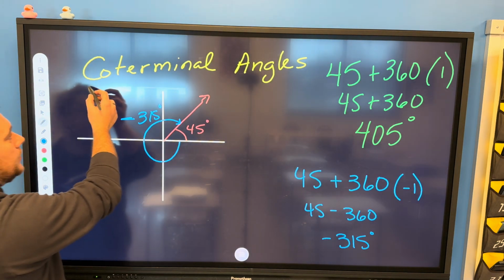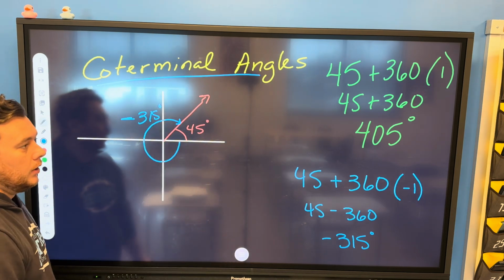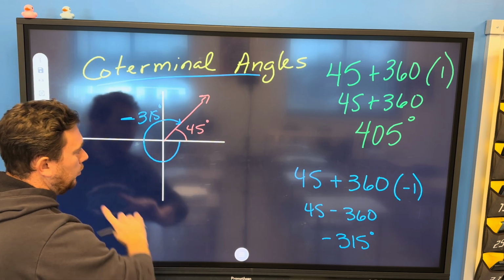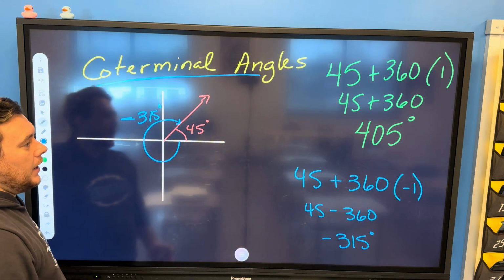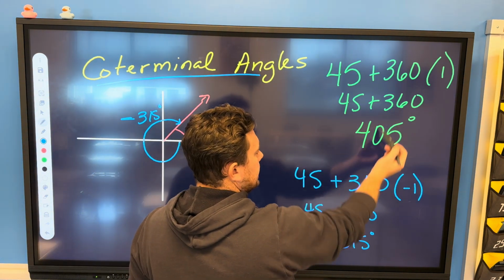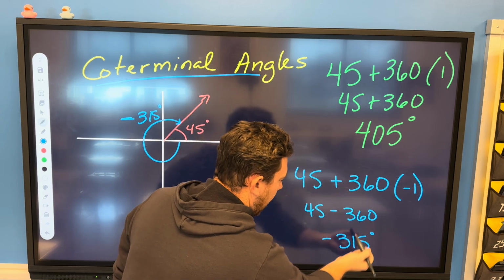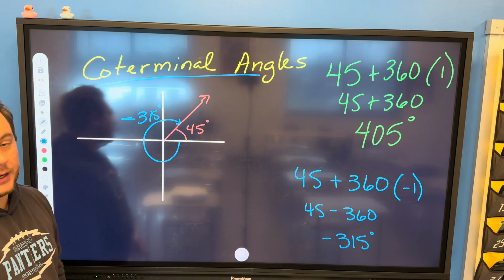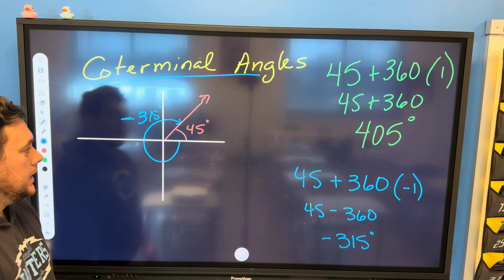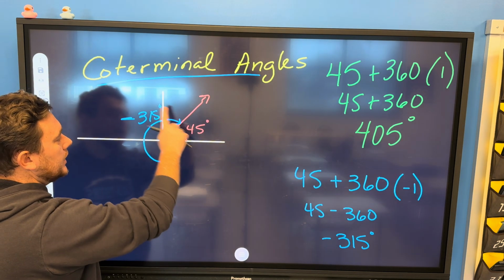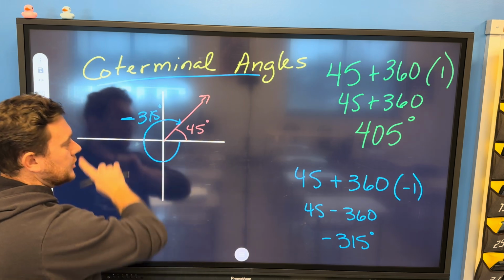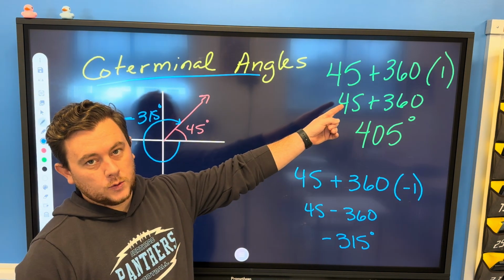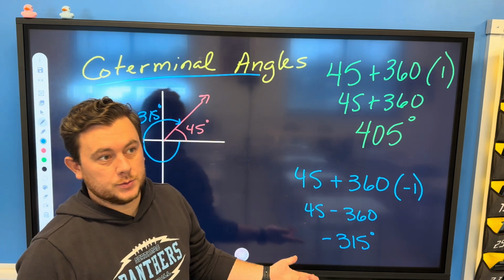That's the concept of a coterminal angle. We have multiple different ways that we can get to that same point, right? And from any angle, if we add 360 to it and we subtract 360 from it, then we're going to be able to find the coterminal angle, okay? It's a 360 degree difference in both directions, right? So one of them you add 360, the other one you subtract 360.